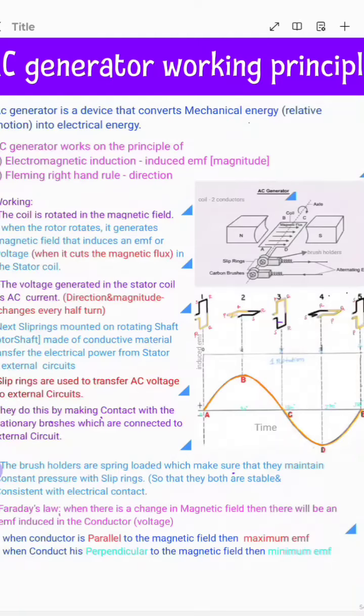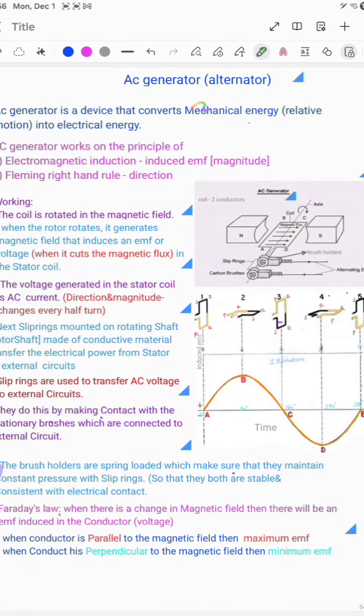Today we are going to see about an AC generator. That's a device that converts mechanical energy into electrical energy. Here, it is based on three principles. One is Faraday's law, which is related to electromagnetic induction. When two magnetic fields cut, an induced EMF, or voltage, is generated.